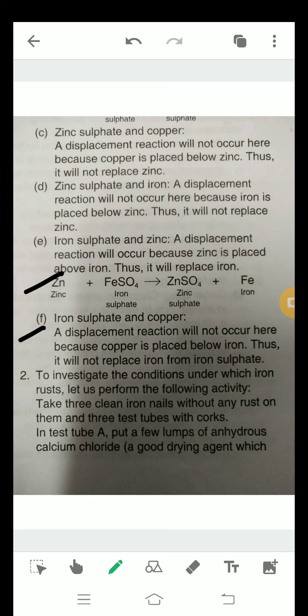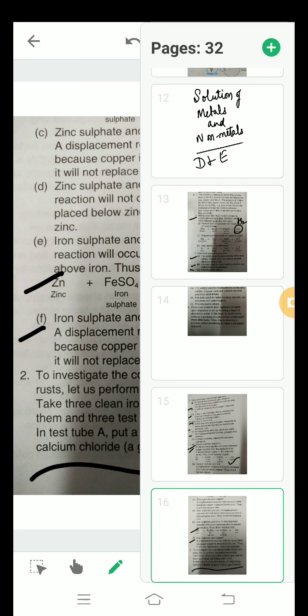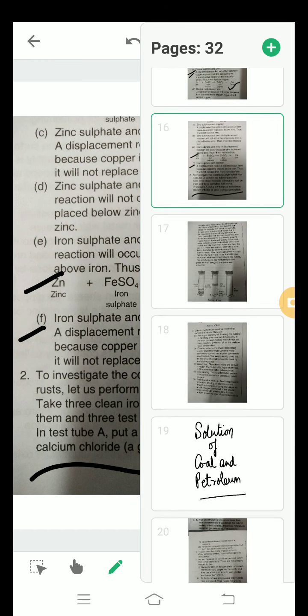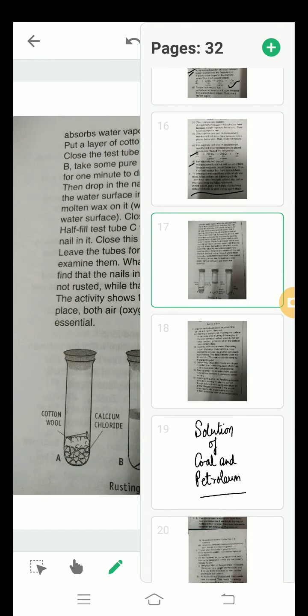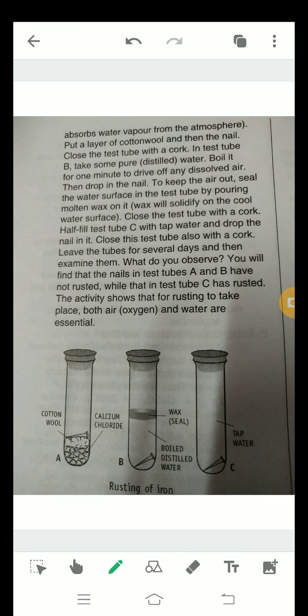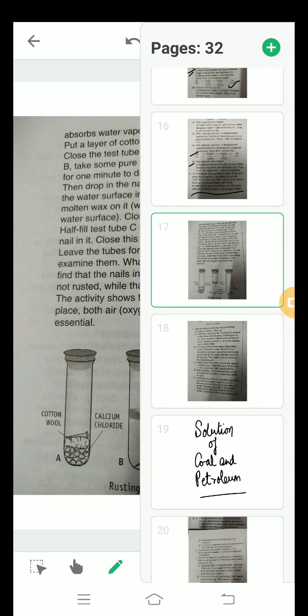Now question number 2. Describe an important experiment to show the conditions necessary for rusting of iron. Here the answer is given to you, you can read it. Otherwise, it is given in your book also, page number 58, activity 9. Just go through that and you will understand the answer more clearly. Okay. The next is given to you. This is the answer.